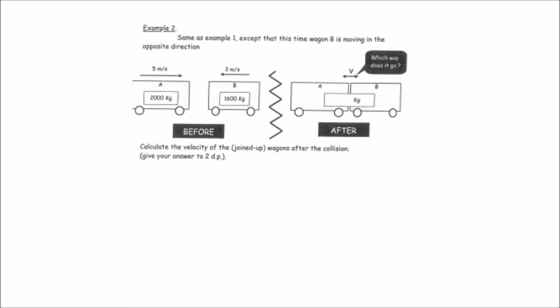Okay, which way does it go? So don't forget, we've taken positive as left to right. If it comes out negative, it'll be right to left. Looking at the diagram though, it looks like it's going to stay left to right because this is the heavier mass and it's going faster. So press pause and have a go at that, please. Thank you.